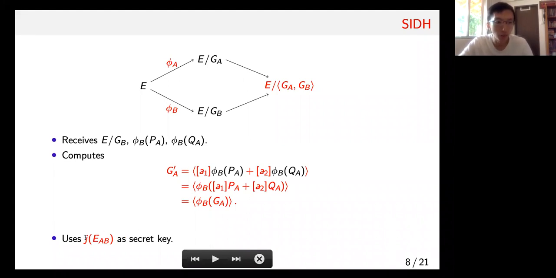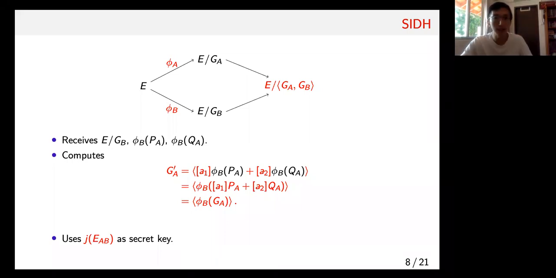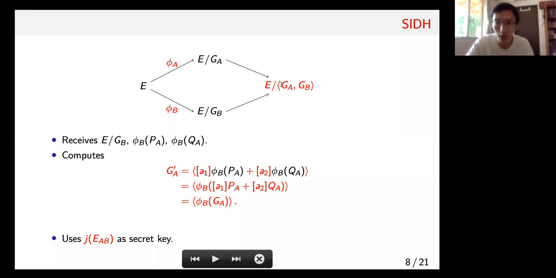So you use the isomorphism invariant, the J invariant of the destination curve, as your secret key. And this is SIDH. So basically you just make sure that the kernels have trivial intersection so that they can commute. So they can write it in this form.